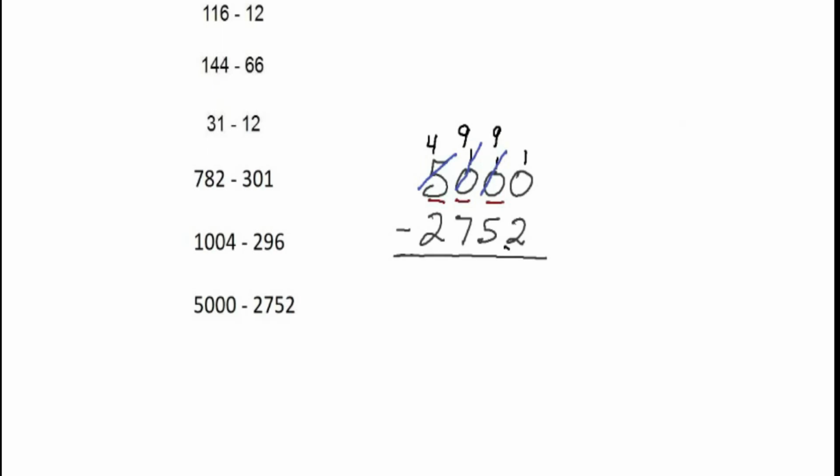10 minus 2 is 8. 9 minus 5 is 4. 9 minus 7 is 2. 4 minus 2 is 2. We have 2,248. 5,000 minus 2,752 equals 2,248.